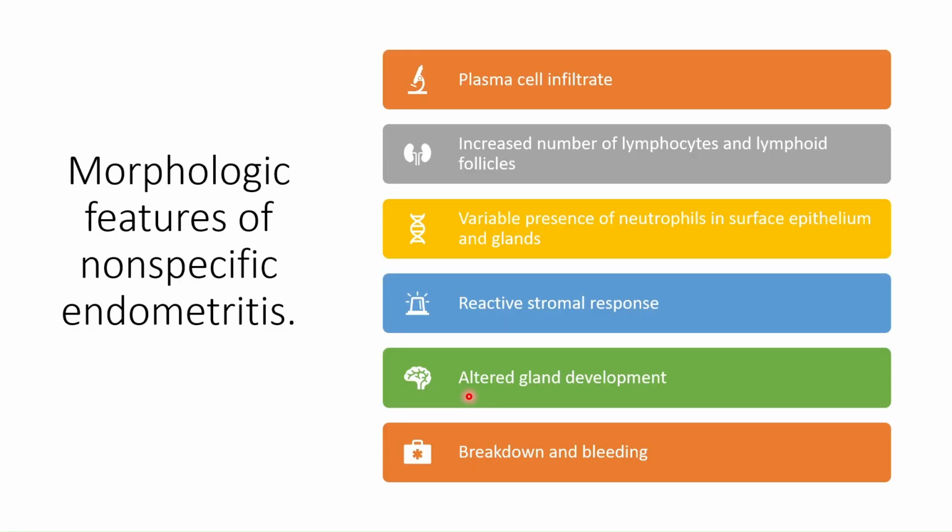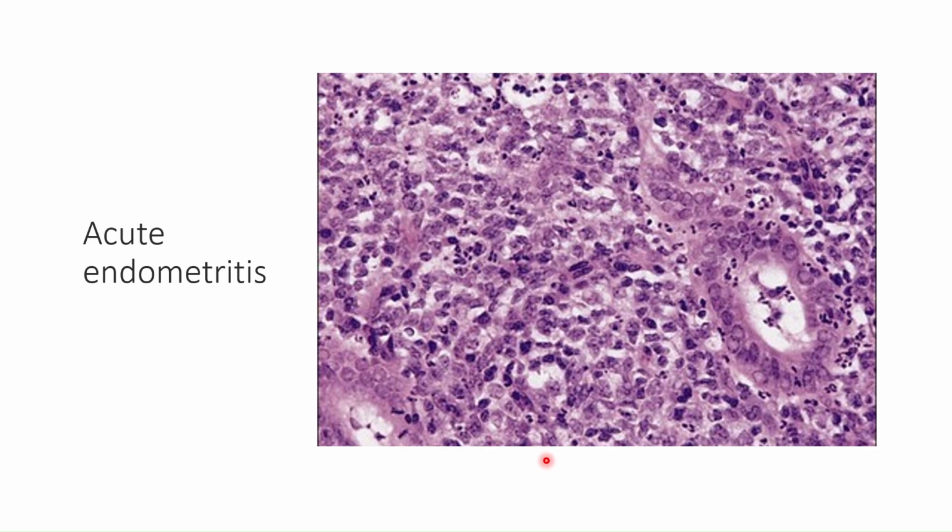Now, what are the morphological features for non-specific endometritis? So, in non-specific endometritis or chronic endometritis, plasma cell is a must. So, if plasma cell infiltrate is present, then it is a case of endometritis. Increased number of lymphocytes and lymphoid follicles, variable presence of neutrophils in the surface epithelium and glands, reactive stromal response, altered gland development, or breakdown and bleeding. So, these are the features we can appreciate in the non-specific endometritis.